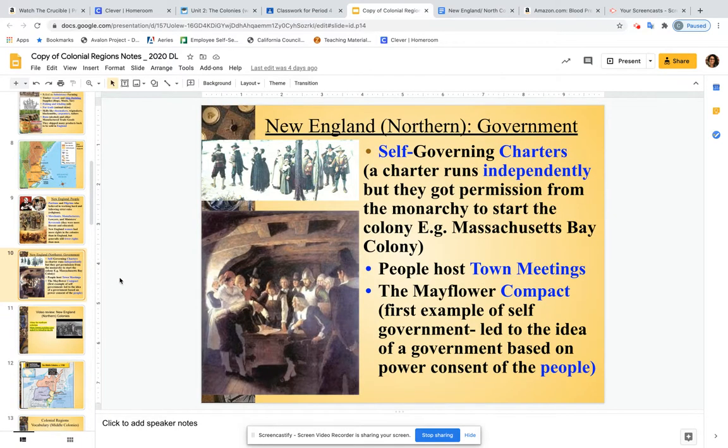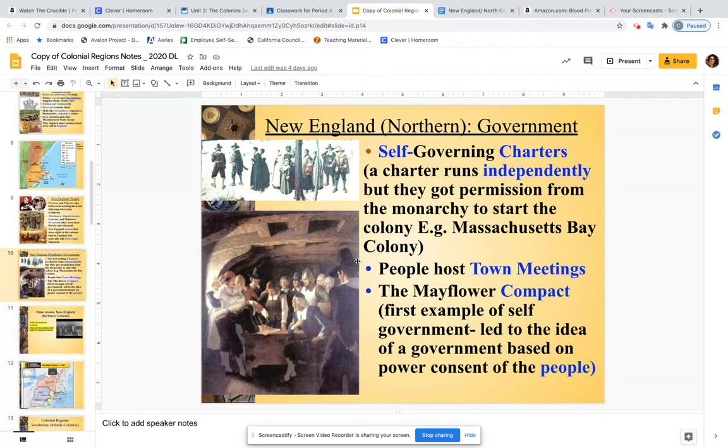And in terms of their government, in this set of colonies, the New England and Northern colonies, there's a lot of participation in the government by the people. People would host town meetings. They typically had self-governing charters. A charter is an organization that runs independently. They just get permission to start. And so, for example, the Massachusetts Bay Colony, they got permission from the king to set up a colony, but they're very independent people.